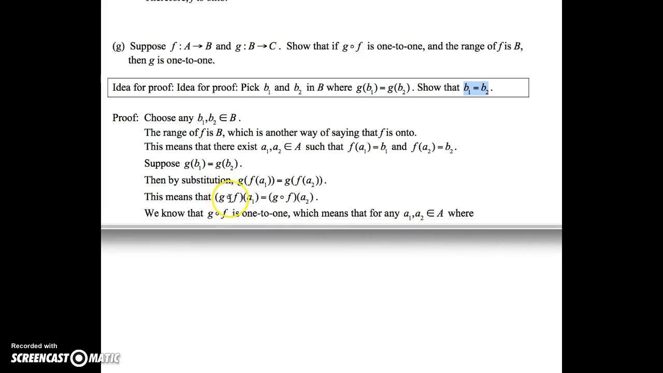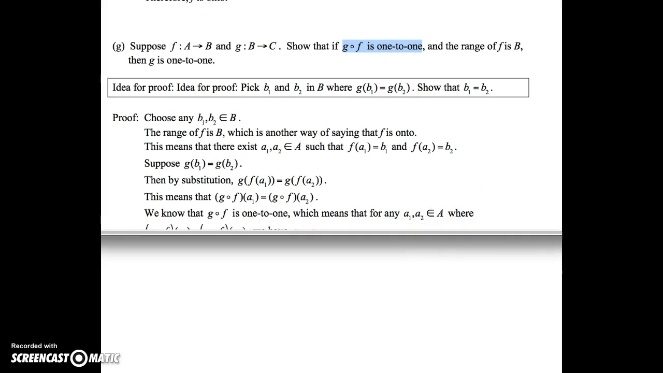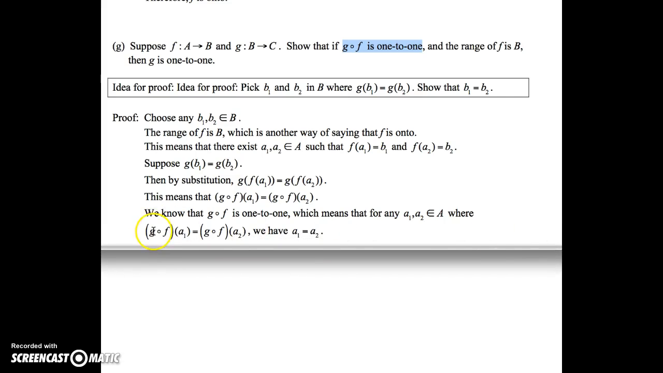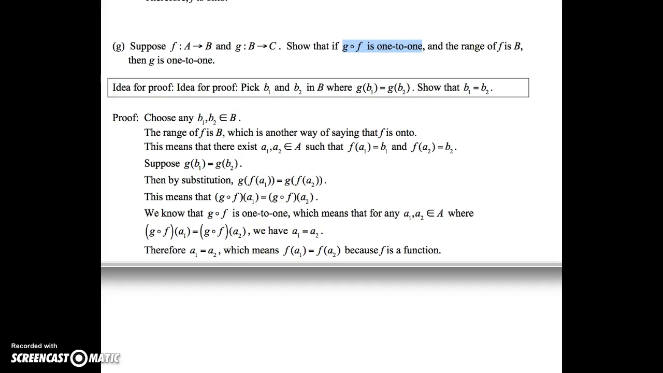Now we know that this G composed with F is 1-to-1. That was given to us up in the beginning. So that means since G of F is 1-to-1, if we have A1 and A2 in the domain A, where G of F of A1 equals G of F of A2, then A1 is equal to A2. So therefore we have A1 is equal to A2. If A1 equals A2, because F is a function, F of A1 is equal to F of A2.